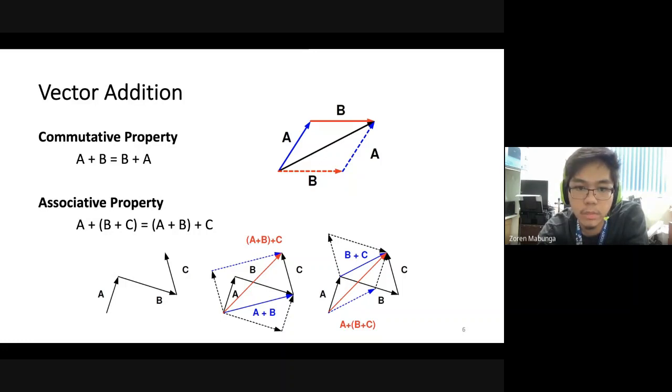And associative is if we have vector A plus quantity B plus C, that is also equal to A plus B quantity plus C. So these are two important properties of vector addition.